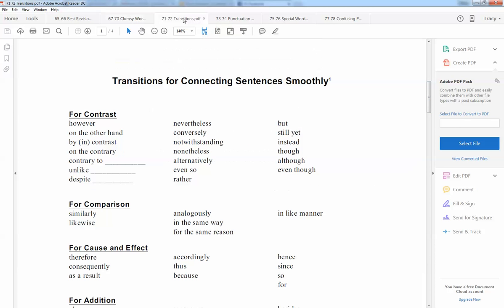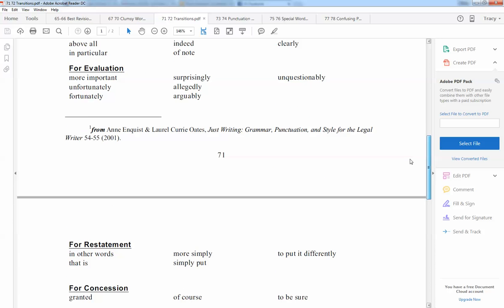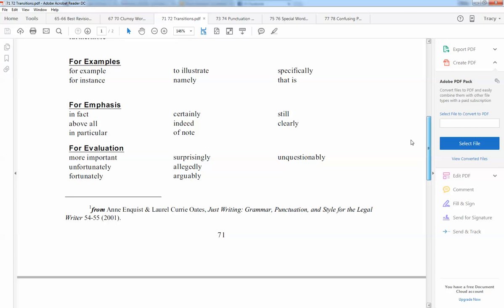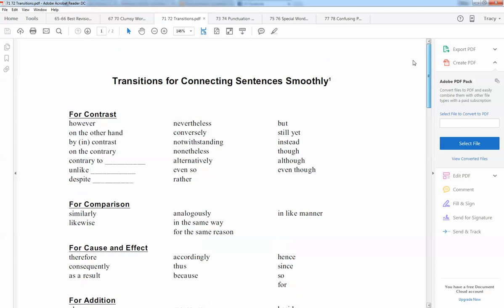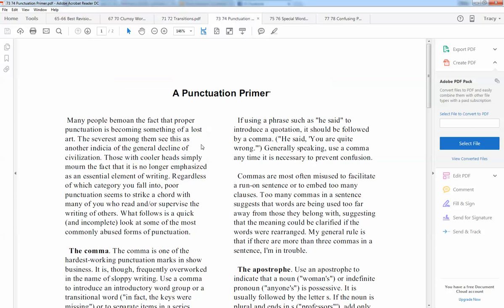Some other documents that you might be interested in. One is transitions for connecting sentences smoothly. The checklist doesn't address transitions, but one of the concerns that many lawyers have about drafting more concisely is that the writing will then become stilted. And the remedy for stilted writing, or for sort of choppy writing, is really transitions. And so this is a great list of transitions. It comes from Just Writing by Ann Enquist and Laurel Oates, which is a great style book for legal writers. And this list of transitions can be very helpful.